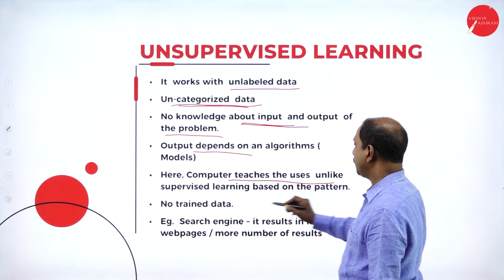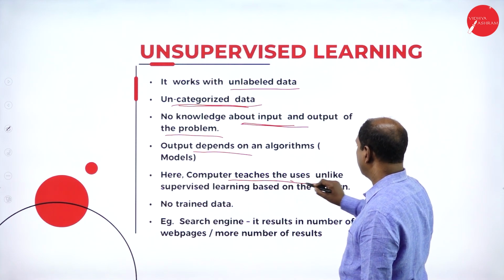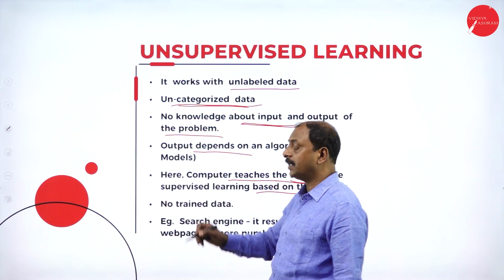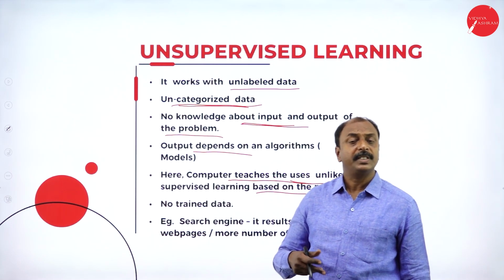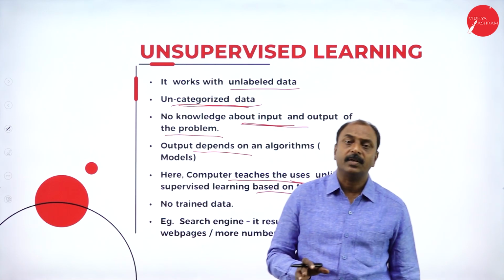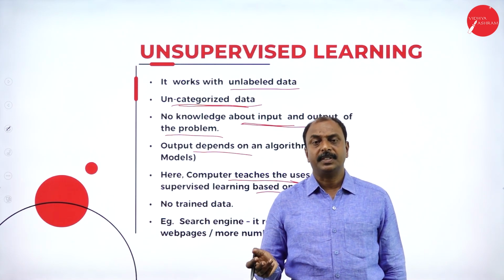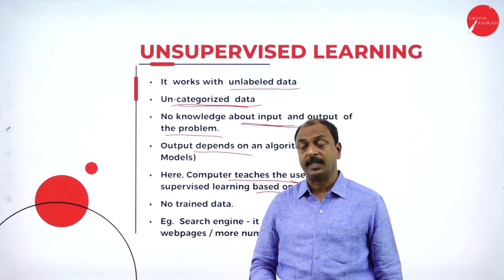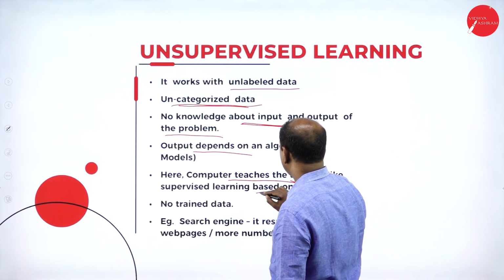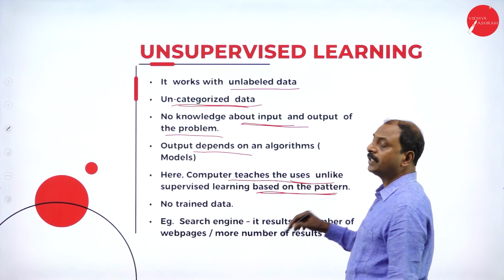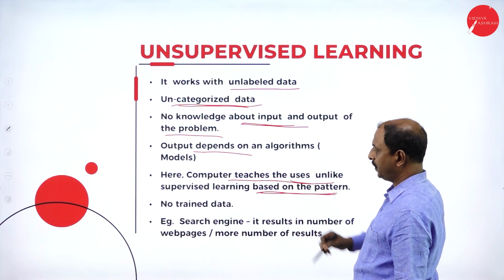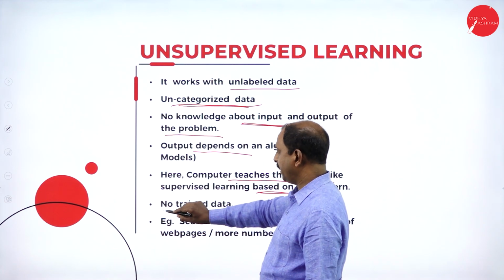Now the computer teaches the user, unlike supervised learning, based on the pattern. So in supervised learning we are training the algorithm, or the machine learns from the algorithm trained by the data set from the user. But in unsupervised learning, the machine is learning, or it makes the user learn from the model. That is the difference between these two. And here there is no trained data.